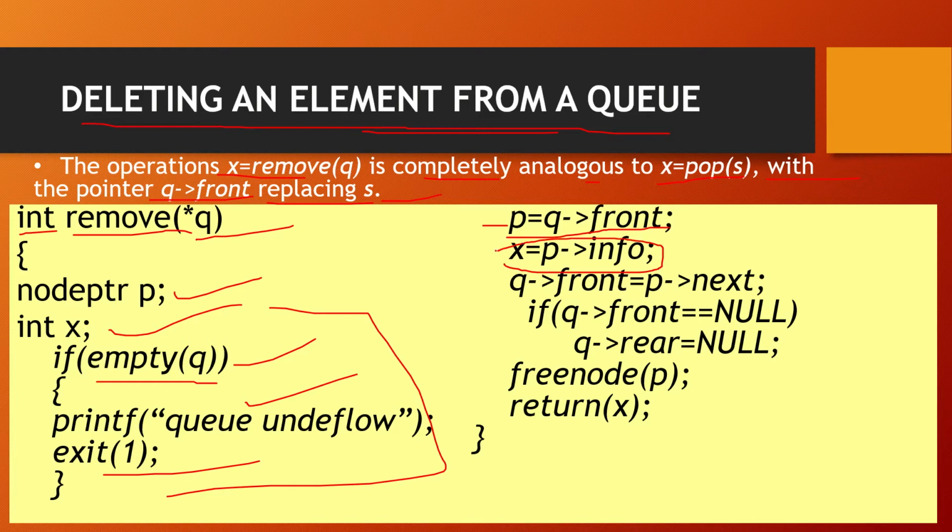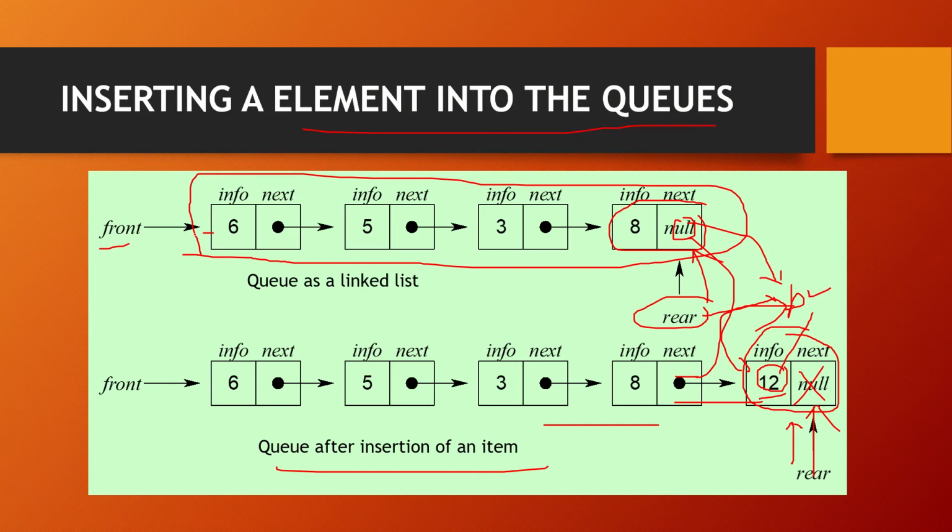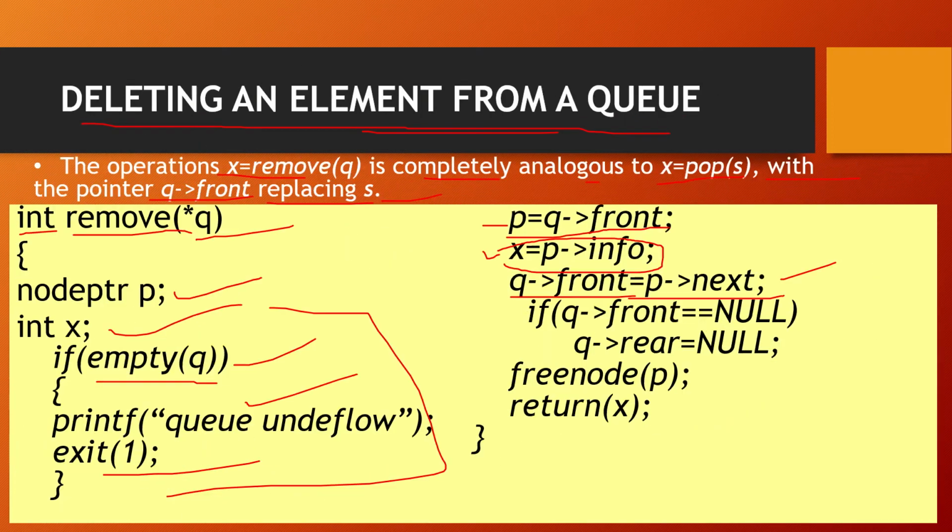So before deleting the element, we copied the contents of the info part of that node into x. Then now we have to change the pointers. q front equal to p next. We copied the value of p next into q front. Suppose q front is here, and p is also here, then p's next is copied into front, so front will start pointing to this next node. q front equal to p next.